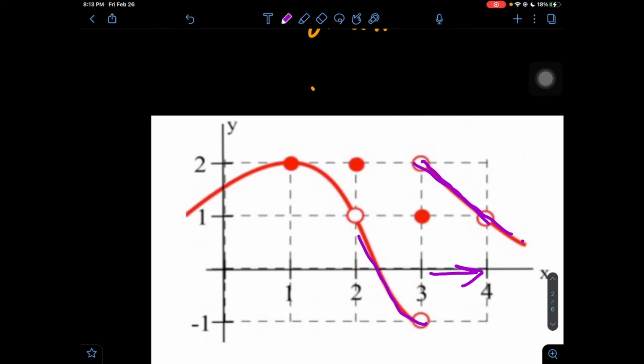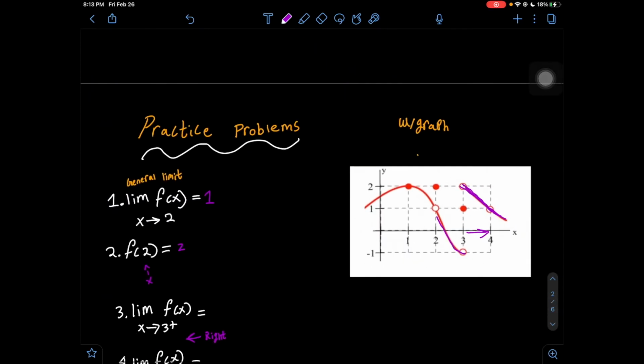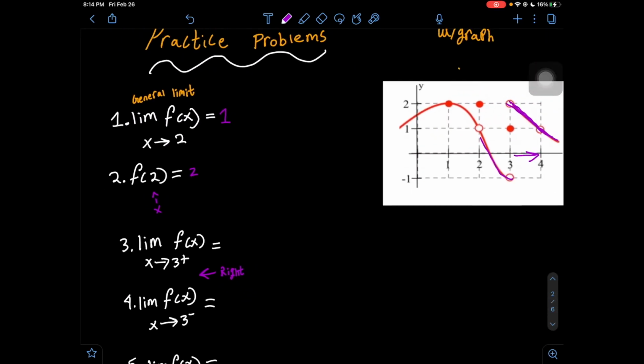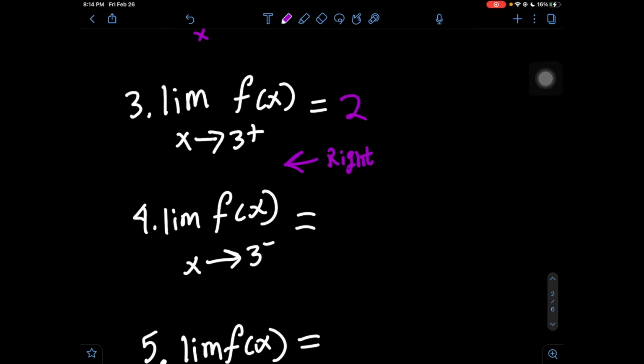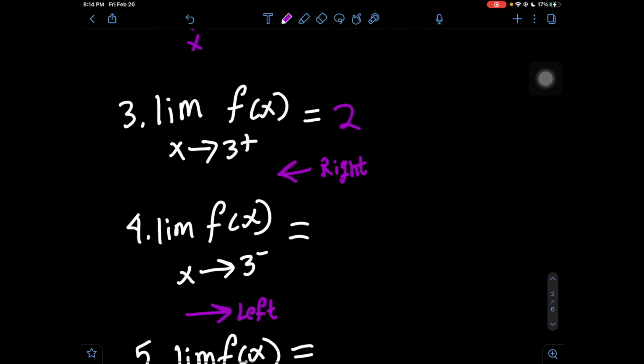Well, since we are approaching at a y value of 2 as we approach an x value of 3, the answer to number 3 is 2. So now we know that as x approaches 3 from the right, the limit is 2. So the answer to number 3 is 2. Now we can see in number 4 that x approaches 3 minus. That means that we're looking at how the graph approaches from the left. So let's go back to our graph and see how the graph approaches from the left side of our x-coordinate of 3.